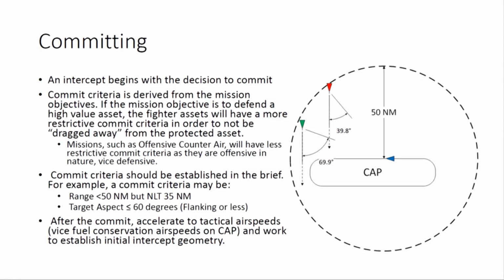And in your briefing, you should brief what your commit criteria are. A typical example would be a range of less than 50 nautical miles and a target aspect of less than 60 degrees, what AWACS would report as flanking or less. So looking at these two examples here in this diagram, the target in green, he's within 50 nautical miles, but he's got a target aspect of 70 degrees, right? So we would skip that intercept, right? Let him be on his way. He's not met our criteria, the asset that we're trying to defend.